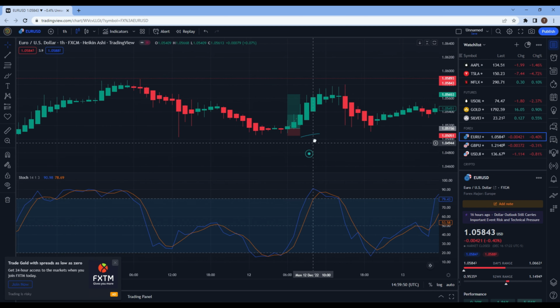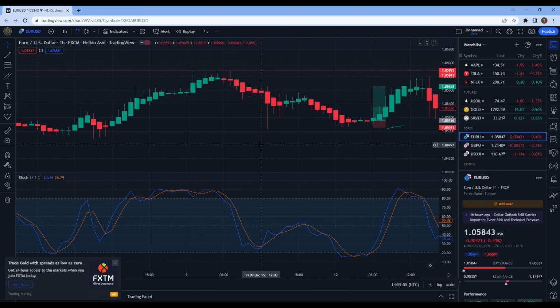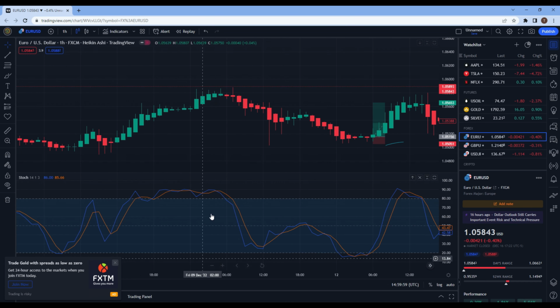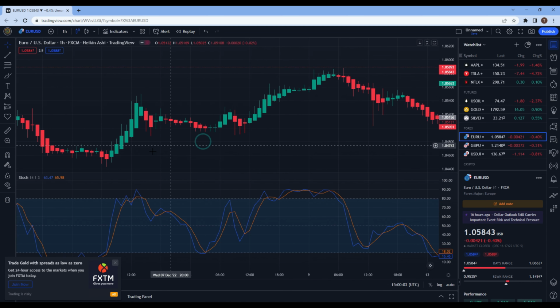Okay, now let me show you some short or sell examples. Basically the idea is the same, but opposite. You have to follow the opposite stochastic settings. Okay, let me show you an example here. We can see where we can find a short example.